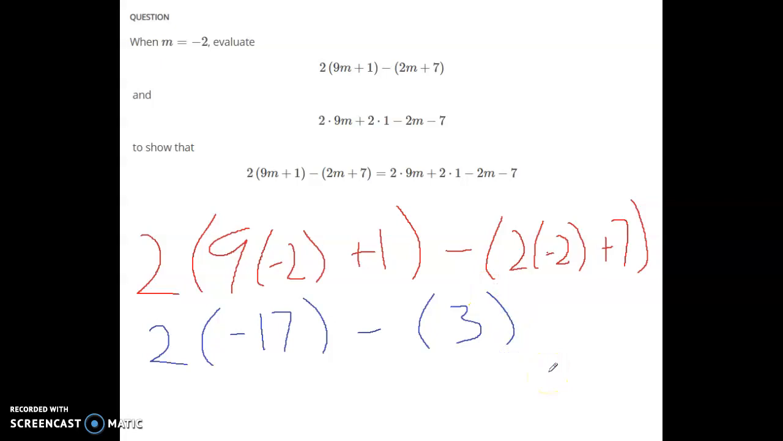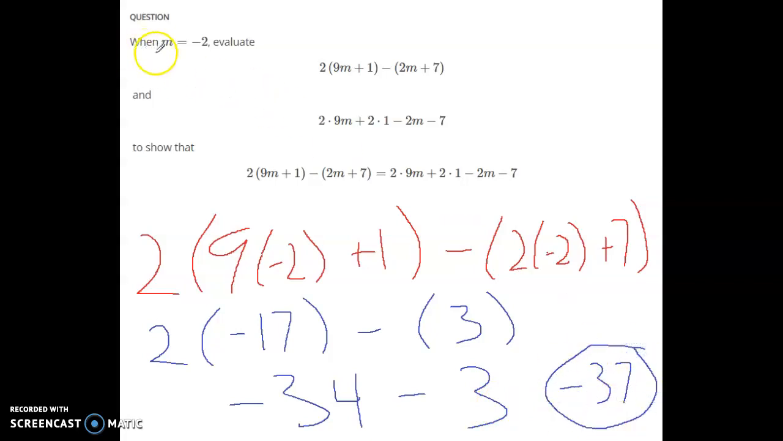The parentheses are now both single numbers, so I can move on to multiplication and division with the order of operations. I have one multiplication to do here. I'll get -34, and nothing to do with my 3, so I'll just leave that alone. And if I was -34 and I go -3 more, I'll get a final result of -37. So plugging -2 in to that first expression gave me a -37.